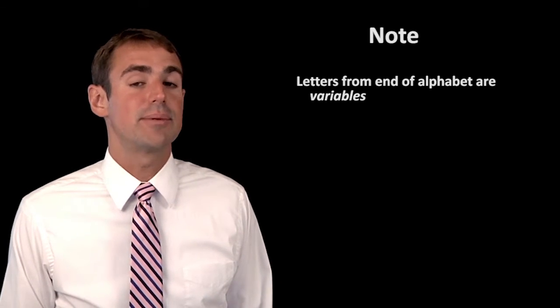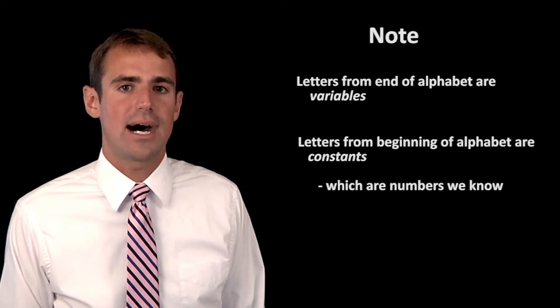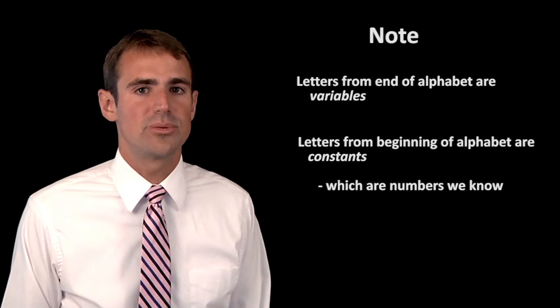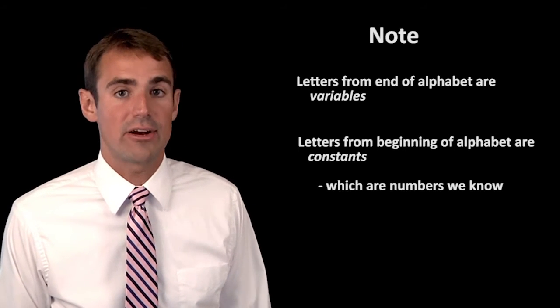When you see letters from the beginning of the alphabet, they're usually in place of numerical constants. They're there to represent numbers that we don't have at the moment, but that we could have or plug in very easily.